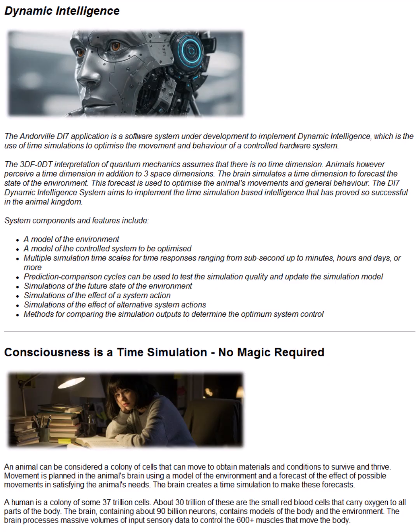System components and features include a model of the environment, a model of the controlled system to be optimized, multiple simulation timescales for time responses ranging from sub-second up to minutes, hours, and days, or more. Prediction comparison cycles can be used to test the simulation quality and update the simulation model.